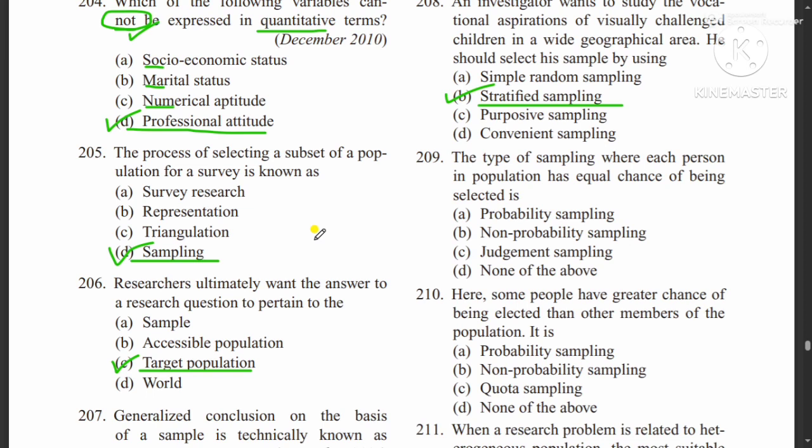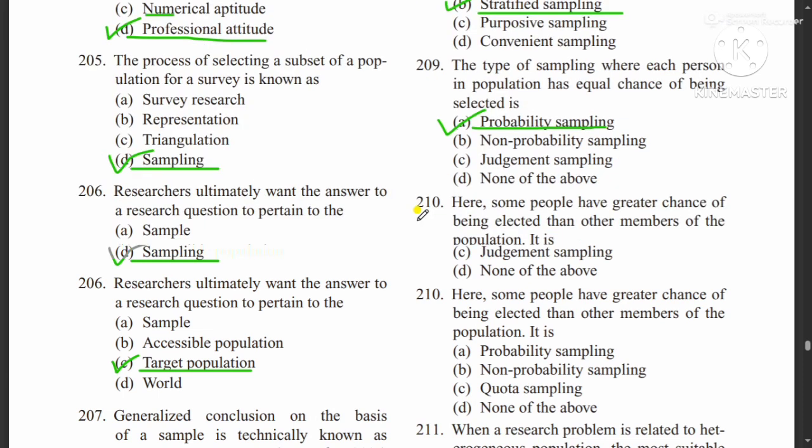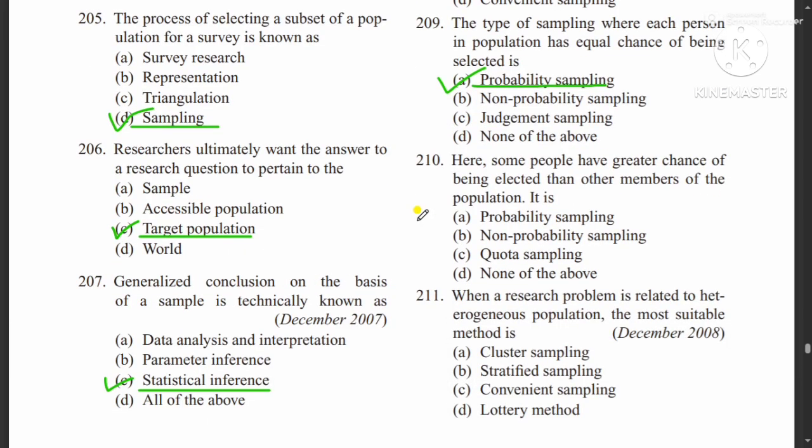Next, the type of sampling where each person in the population has an equal chance of being selected is. Option A is correct. Probability sample. Here, some people have a greater chance of being selected than other members of the population. It is, so option B is correct. Non-probability sampling.